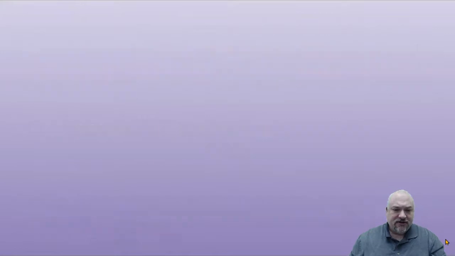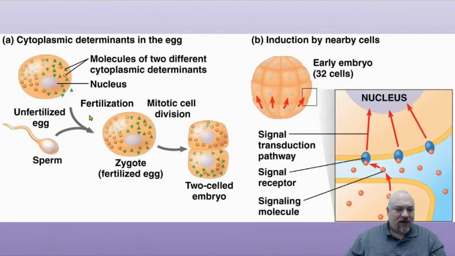Got a picture here. So here is that unfertilized egg, the nucleus, and we can see we've got more of these round ones over here and more of these triangular green ones over here. So then we fertilize it.